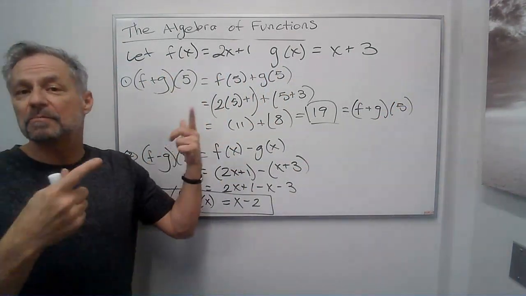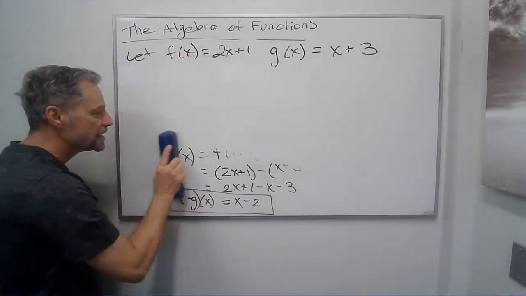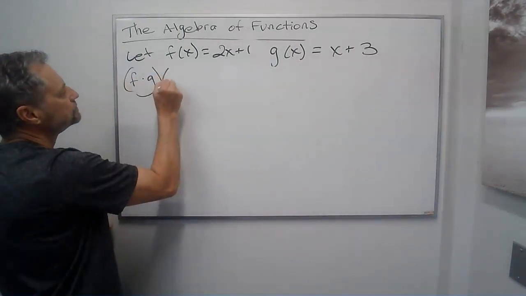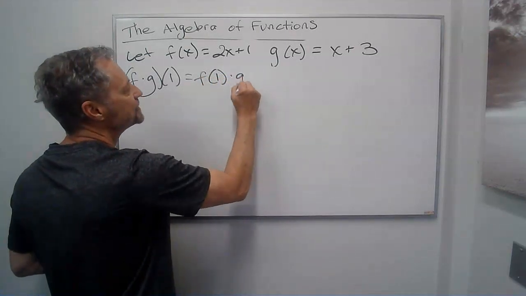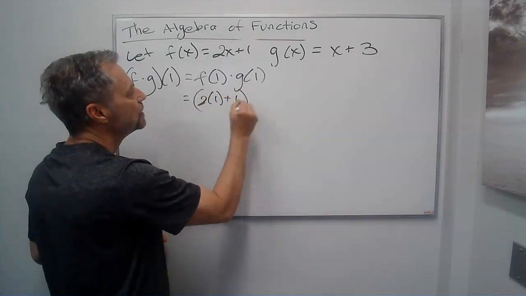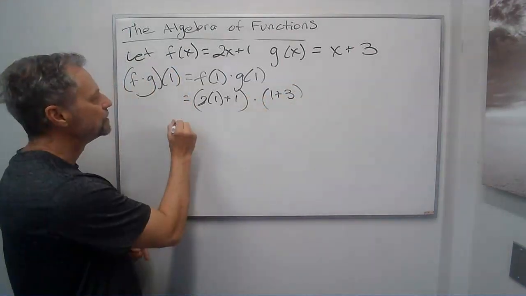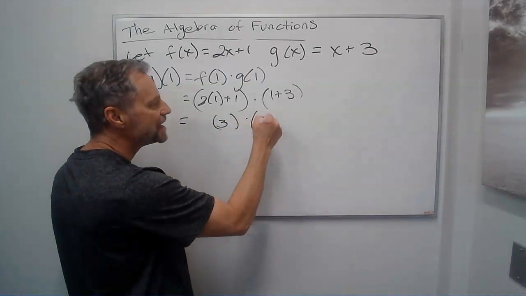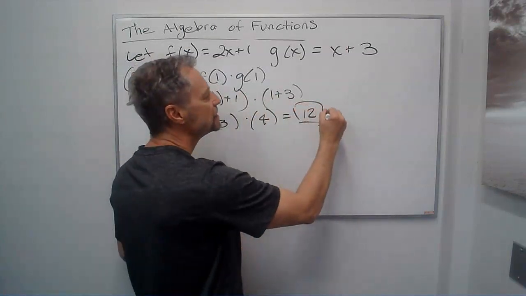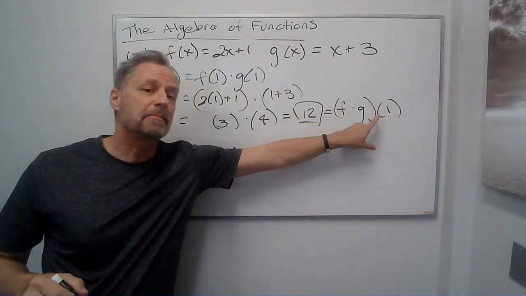Let's do an example with the multiplication and the division. We'll do the same type of thing. So let's do maybe f times g of 1. By formula, f of 1 times g of 1. We're just going to plug them in. F of 1, put in the 1 there. 2 times 1 plus 1. Times g of 1, plug in the 1 there. Oops, I said plus. It's times. 2 plus 1 is 3, times 1 plus 3 is 4, 3 times 4 is 12. Again, that's f times g of 1. Okay, put in a number, get out a number.